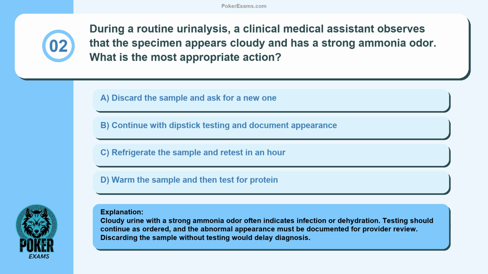Cloudy urine with a strong ammonia odor often indicates infection or dehydration. Testing should continue as ordered, and the abnormal appearance must be documented for provider review. Discarding the sample without testing would delay diagnosis.